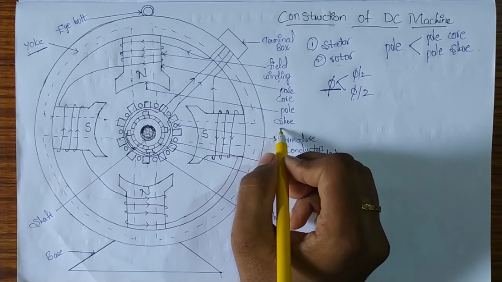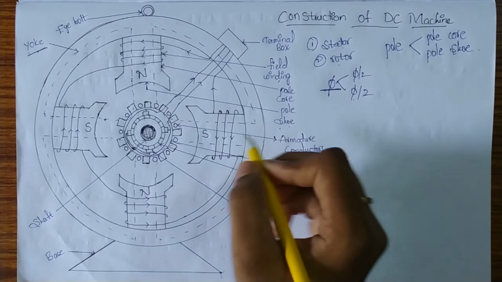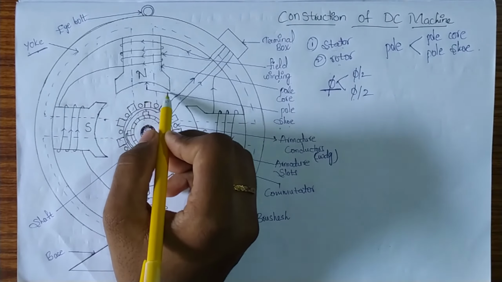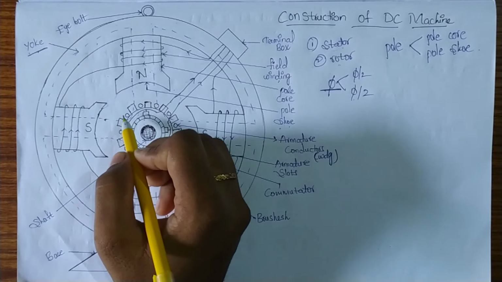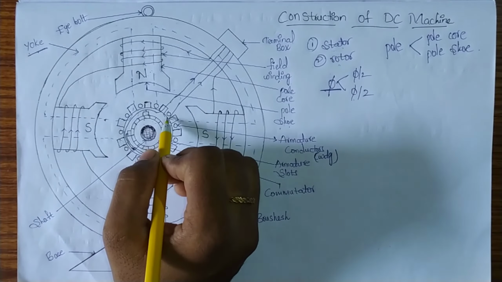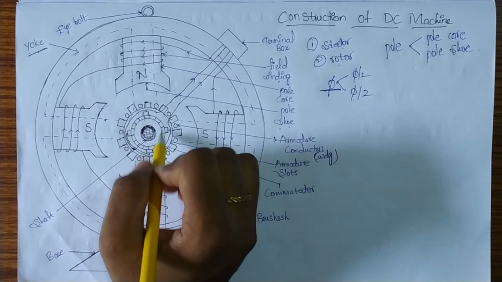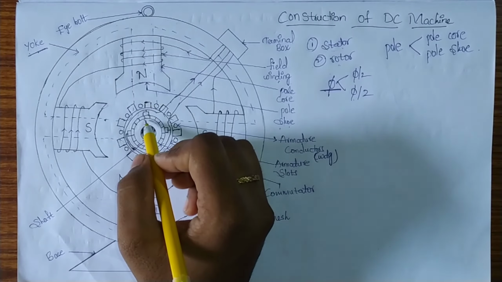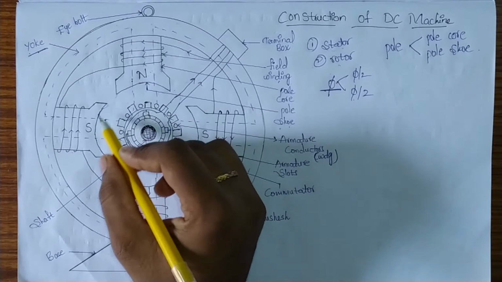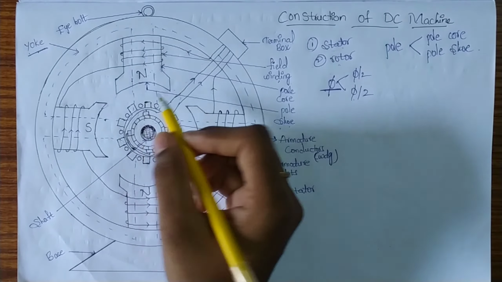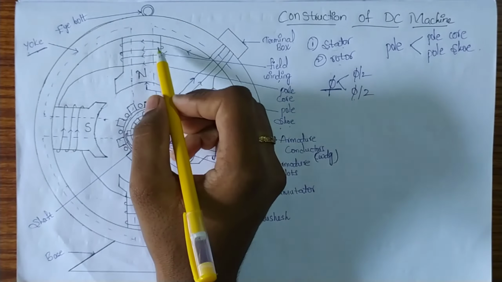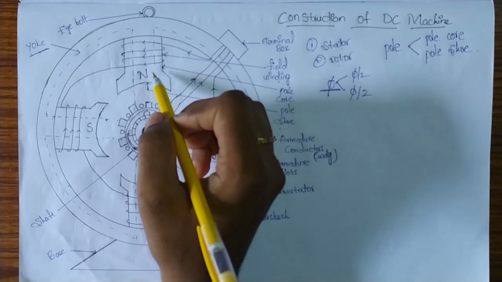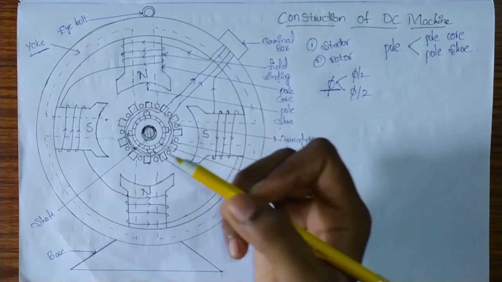The main function of the pole shoe is to provide maximum flux distribution to the armature core, and by extending the length of the pole, it maintains a uniform air gap with the armature. By maintaining a uniform air gap with the armature, the leakage of flux linking with the armature is reduced. In that way we can increase the efficiency of the DC machine. Generally the pole is made up of laminated cast steel. The laminations are done to reduce the eddy current losses.